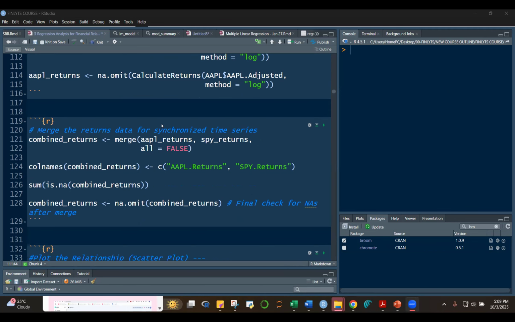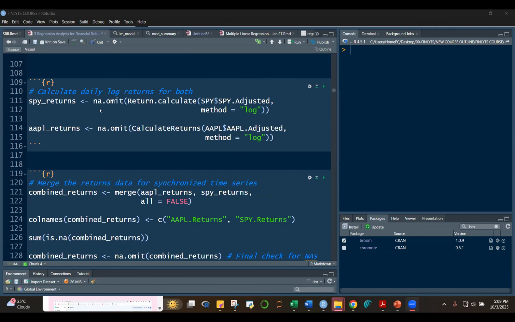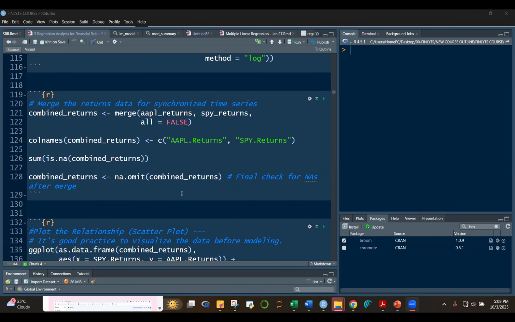Okay, so let's combine the returns. Kasi meron tayong SPY returns, meron tayong Apple returns. Let's just merge them into one object, combined returns. So merge Apple returns and SPY returns. Merge natin, or you can use cbind, column bind. Pagsasama natin yung mga columns. So we now have this combined returns, okay? And then you have here all is equal to false. I'll discuss it in a while.